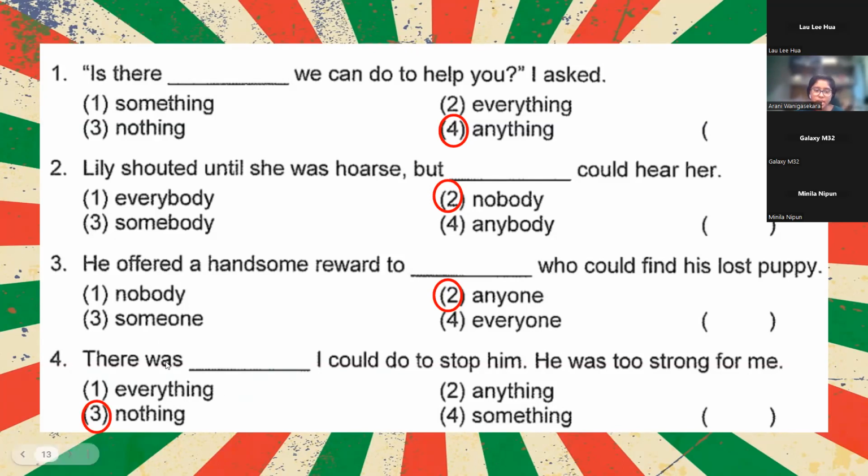Why is it not everything? There was everything I could do to stop him. He was too strong for me. Why can't you use the word everything?